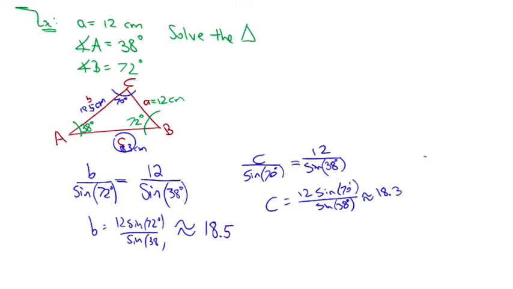So we solved the triangle. Case one is always the easiest. It is easy. Don't make it hard. The only one that's hard is the ambiguous case. I'm getting to the ambiguous case.